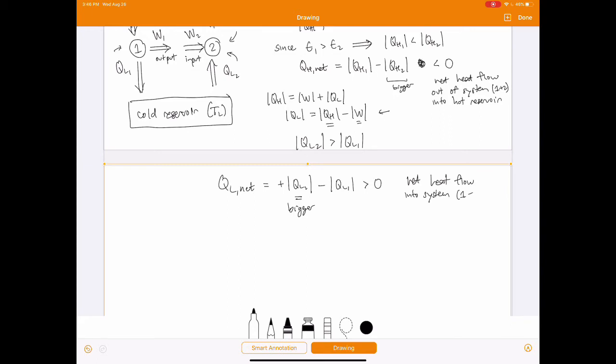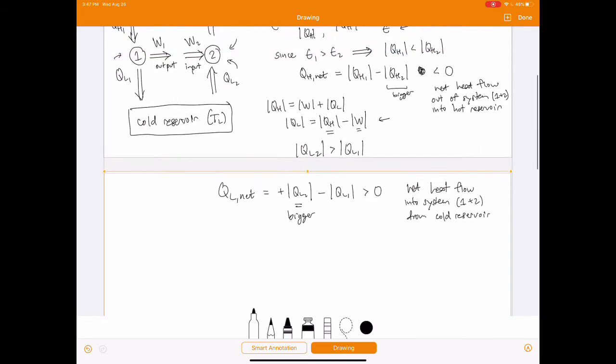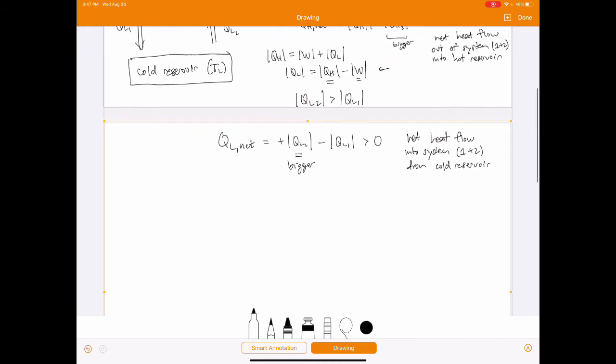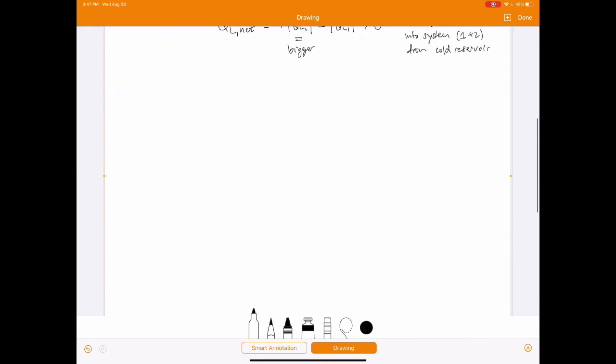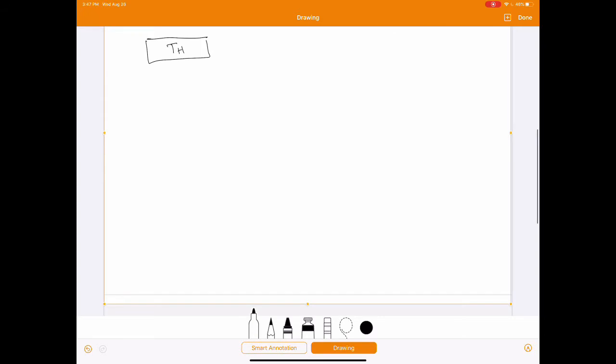Again, that's 1 and 2 together from the cold reservoir. Okay. So what does this look like when we put it all together? So we have TH, the hot reservoir. Let's just draw 1 and 2 together as a single system like this. And then we'll have the low temperature region down here, TL.